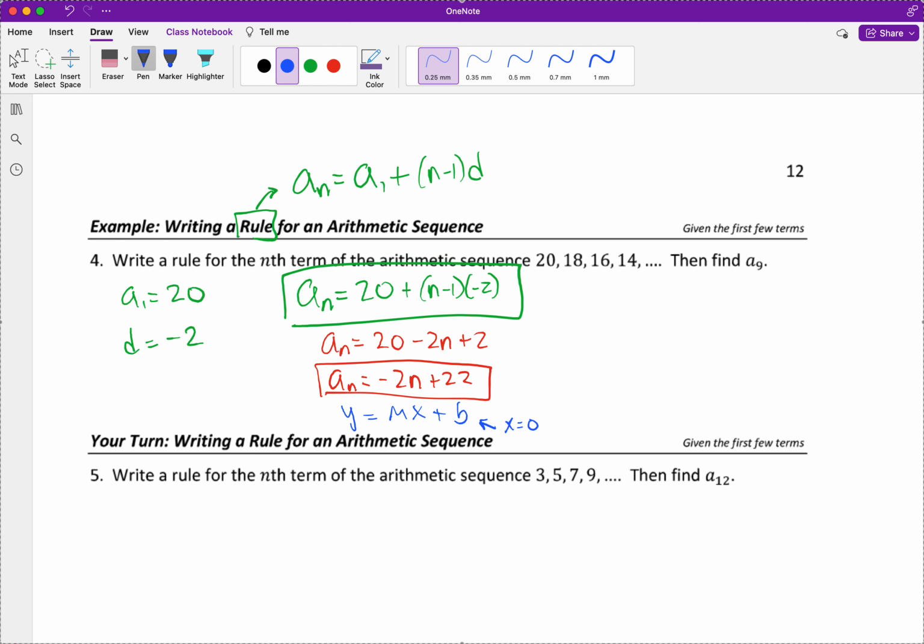So that's just a little sidebar. I think it's neat to make that connection. And you can do a lot of math using it as a function. And then saying, okay, but it's really a sequence. Let me rewrite it in sequence form.